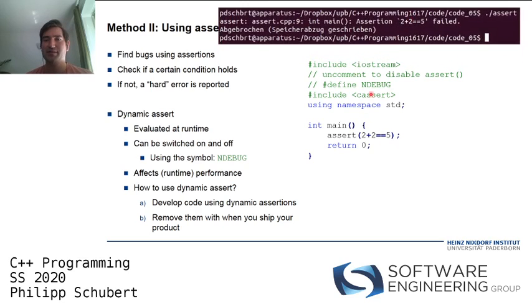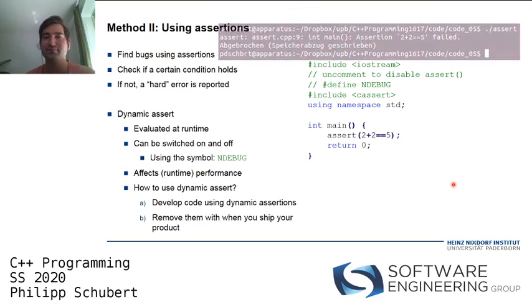For instance, here, if you compile that piece of code, 2 plus 2 obviously is not equal to 5. So if you compile and run this code, it will crash, and it will also tell you, assert.cpp 9 in int main, so in the main function in line 9, the assertion 2 plus 2 equals 5 failed, and a segmentation fault has been caused here.